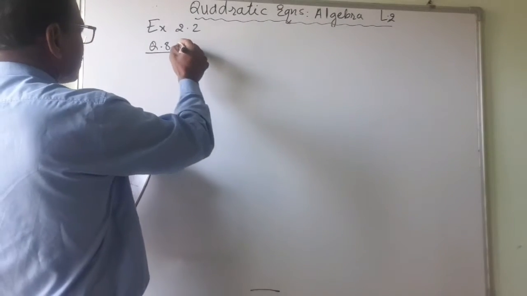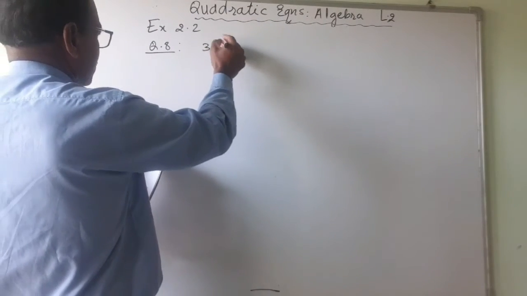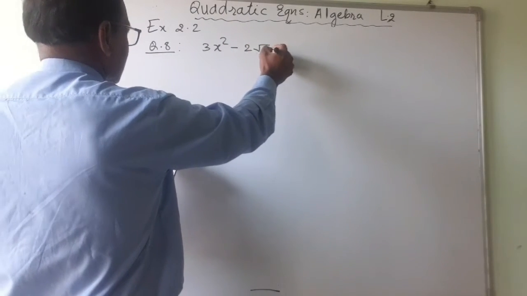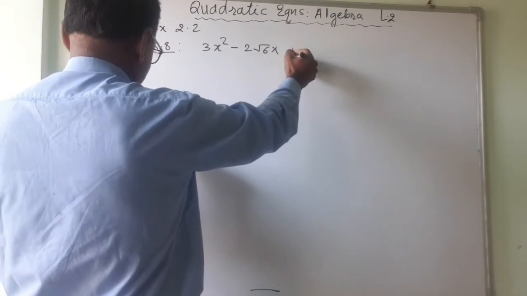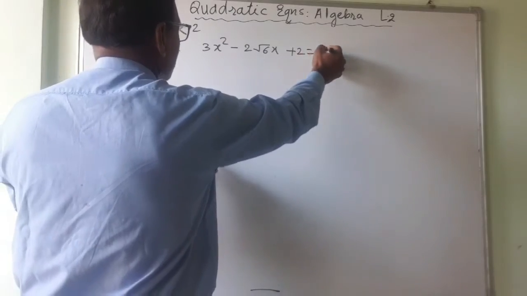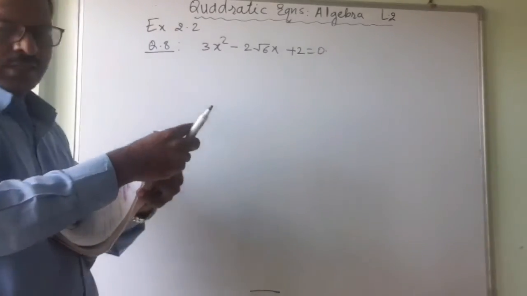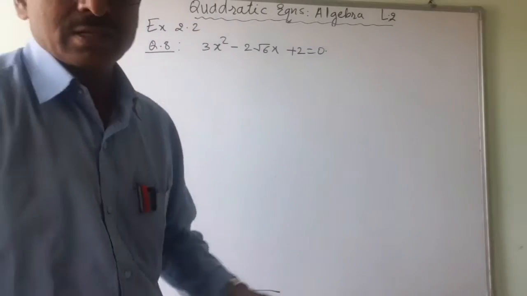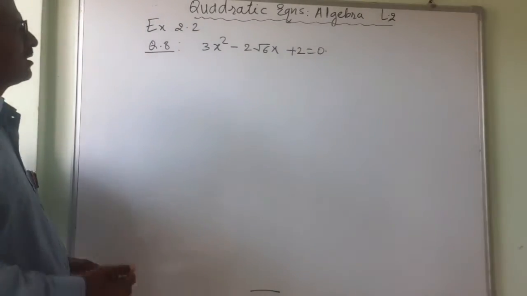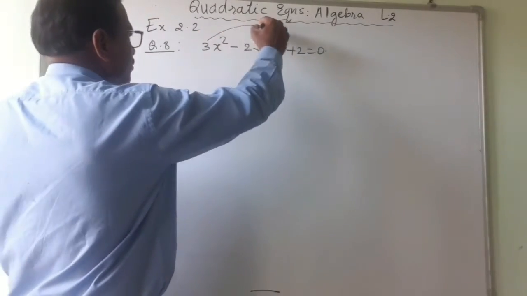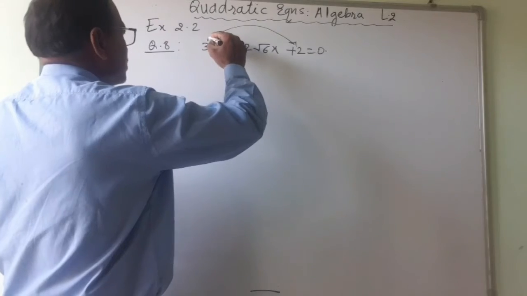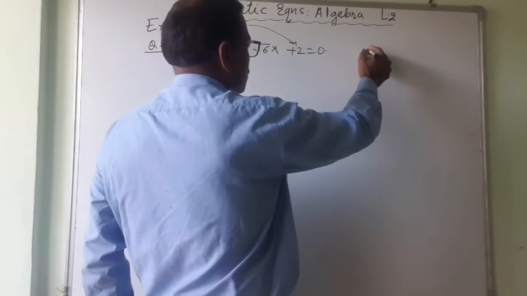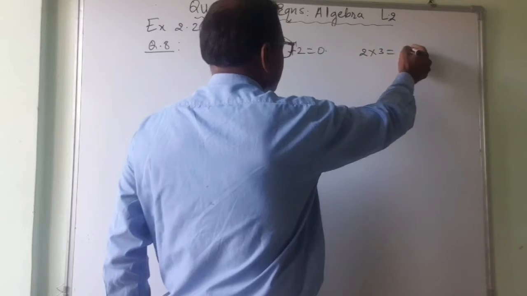3x square minus 2 root 6 x plus 2 is equal to 0. It is the same sum as we have solved the last. Now here also 3 and 2, I have to multiply these two, that is 6. 2 into 3 equal to 6.